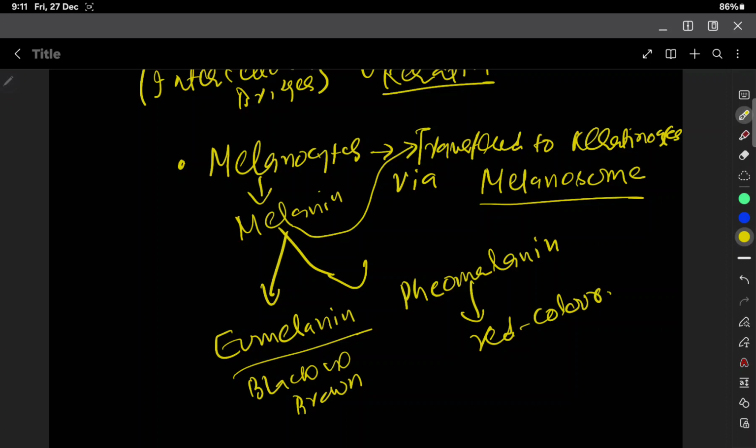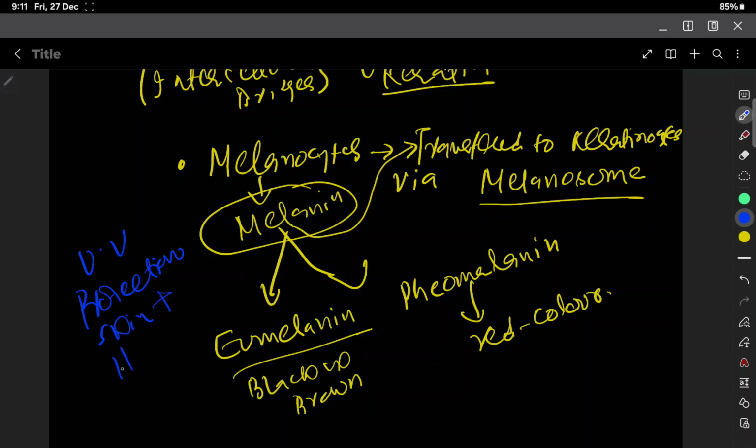So this is about the melanocytes, and melanin has an important function: it protects us from the UV rays. So it provides UV protection. Second, skin and hair color are all because of the melanin.